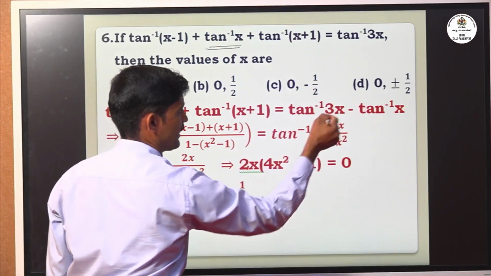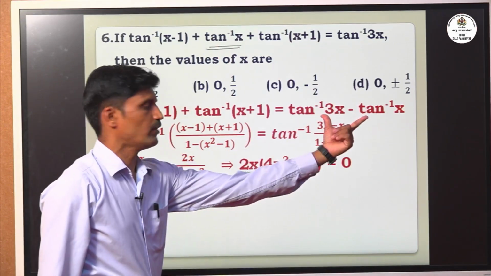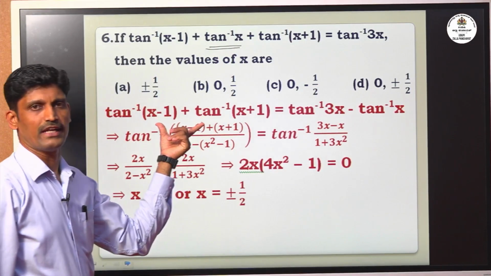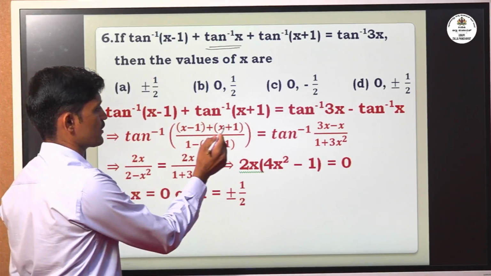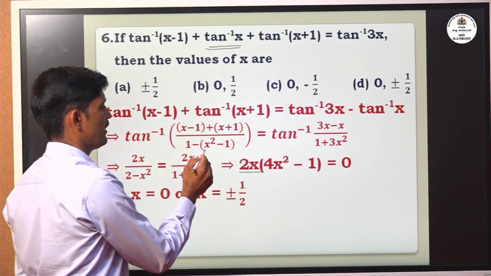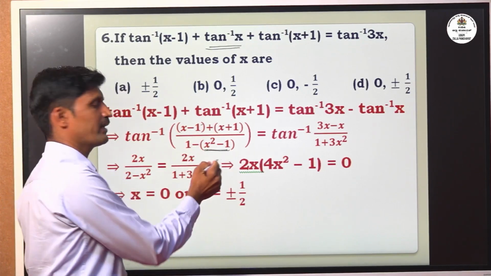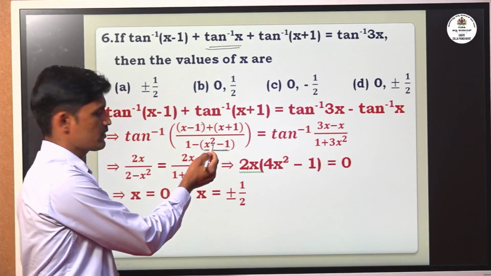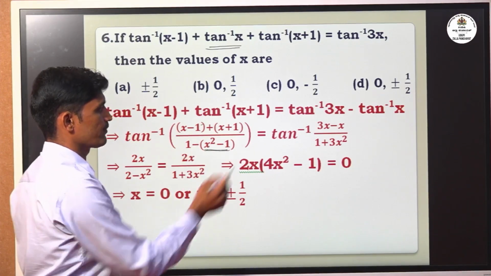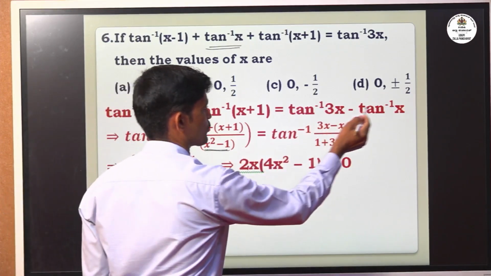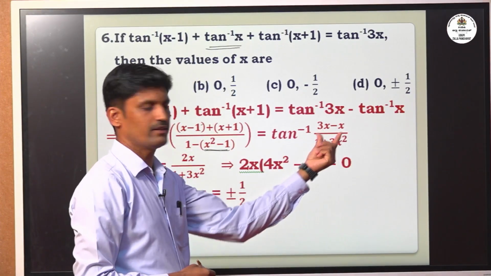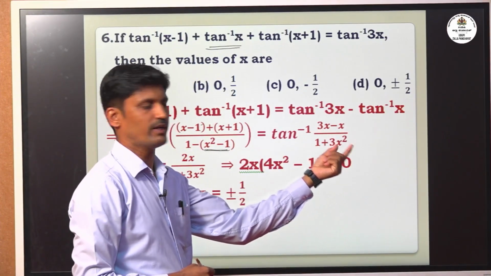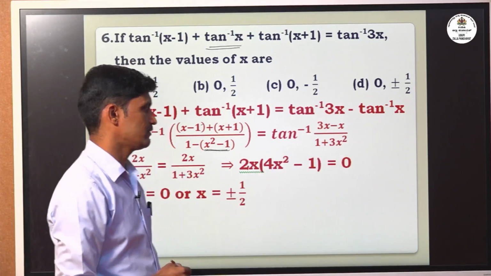Here we use the tan inverse x minus tan inverse y formula, and here the tan inverse x plus tan inverse y formula. It is equal to tan inverse of (x plus y) divided by (1 minus xy), that is, x minus 1 into x plus 1, (a plus b) into (a minus b) is a square minus b square. On the other side, tan inverse of x minus tan inverse of y is equal to tan inverse of (x minus y) divided by (1 plus xy), that is 3x into x, 3x square.